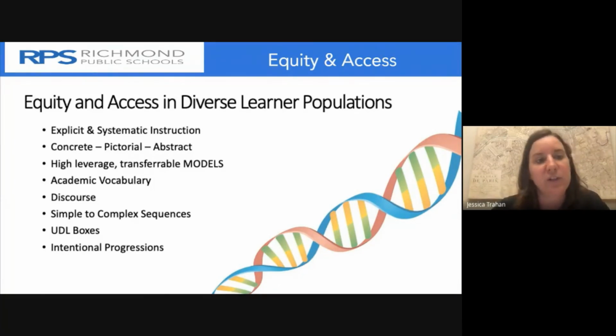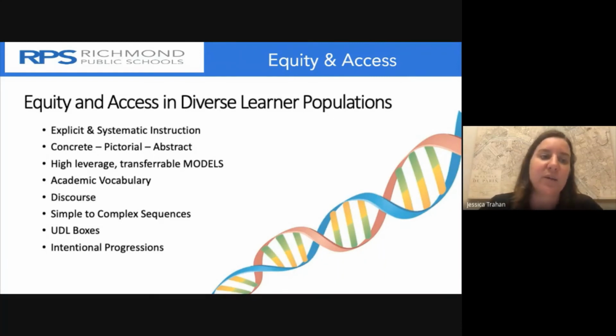So not only do we have explicit and systematic instruction, we also move students from the concrete to the pictorial to the abstract across all grades. Now, that doesn't mean it's a one-way track. It means we can move back and forth from concrete to pictorial, but sometimes students might need to go back to that concrete, and that's just fine. We want to make sure that students have the objects in hand that are appropriate for their learning.